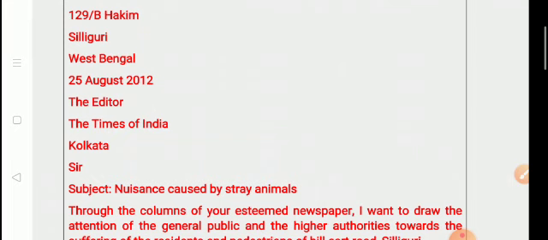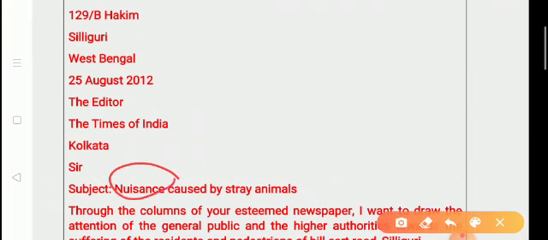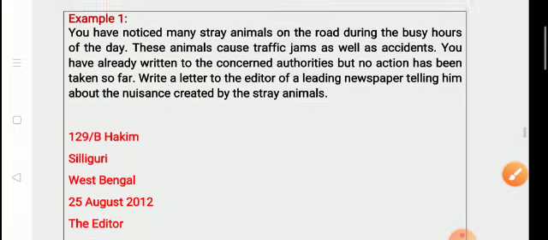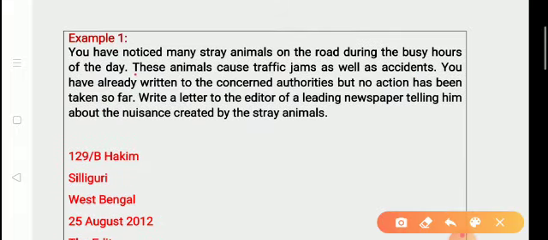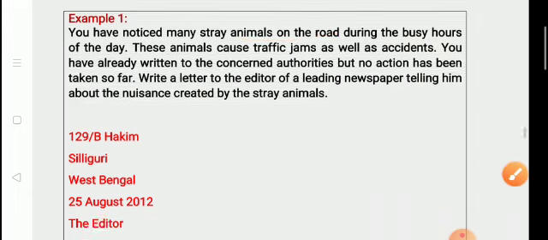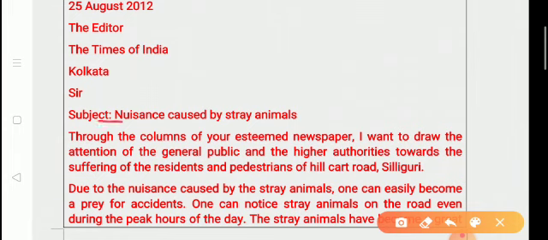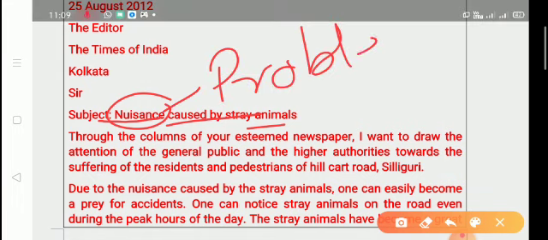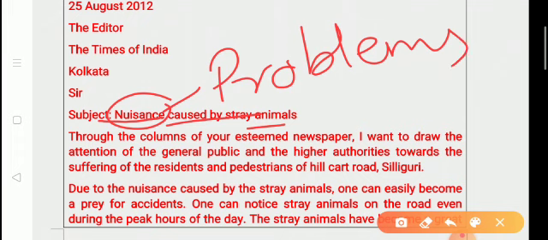Subject. Then the subject is nuisance caused by stray animals. Where did the subject come from? You have got it from the question itself. In the question, it was mentioned that there are many stray animals on the road during the busy hours of the day, and they are creating nuisance. So the topic is appropriate. Nuisance caused by stray animals. They cause jams as well as accidents. What are these things? These are not good things. Nuisance means problems created by the stray animals.